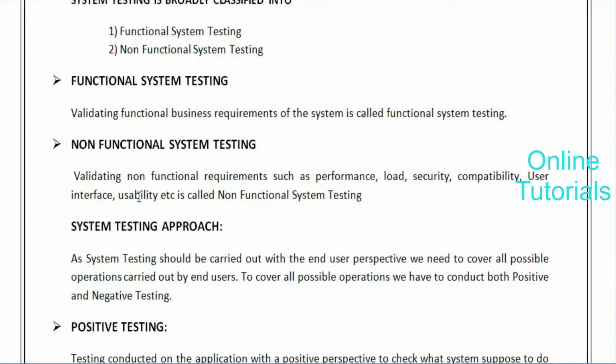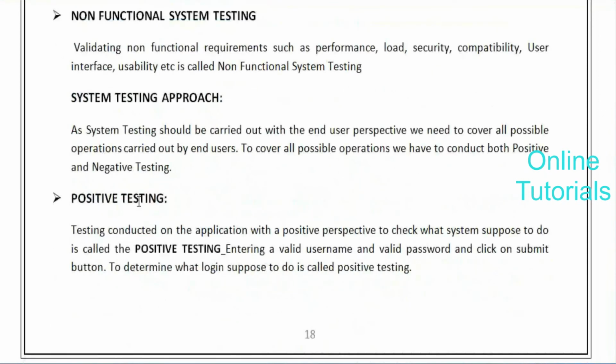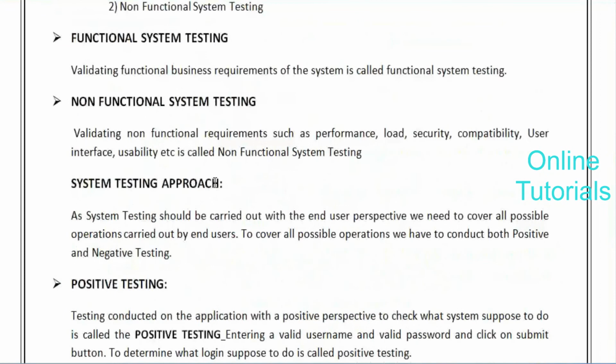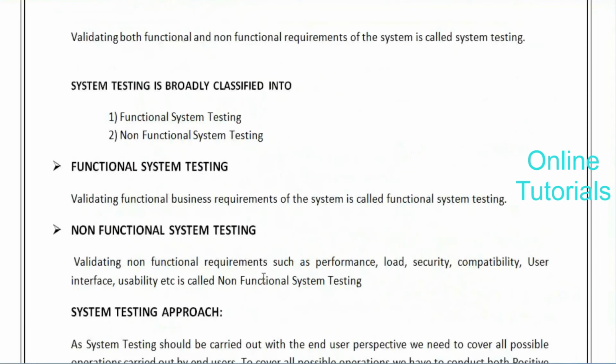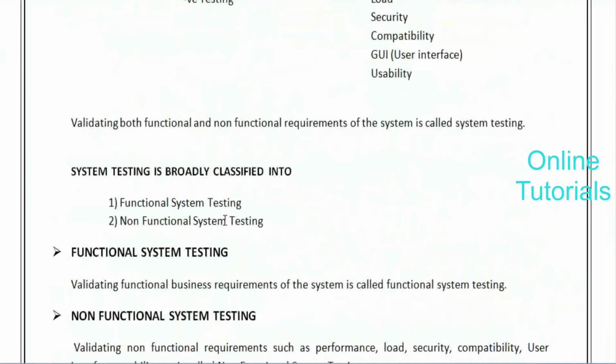In further classes we are going to discuss that in detail. These all come under the non-functional part. As functional testers, we are not going to be involved in this non-functional system testing. You got it? As functional testers, we are not going to be involved in these non-functional testing activities. We will discuss that anyway. I won't leave that thing.